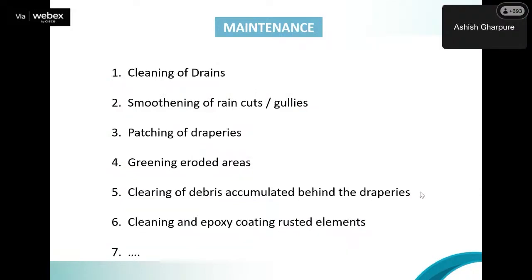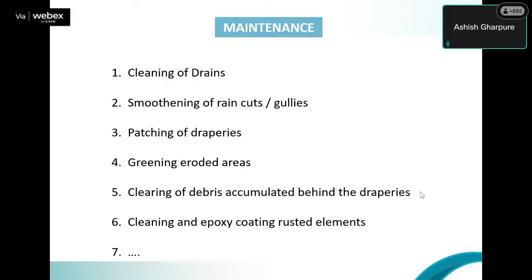Now, one important aspect is that it's not that once the mitigation measures are done, you are maintenance free for the life of the road. We all know that it's not possible. The rain and other things will keep on coming. There will be problems. So what kind of maintenance system should we adopt so that we stay away from any consequential hazard?